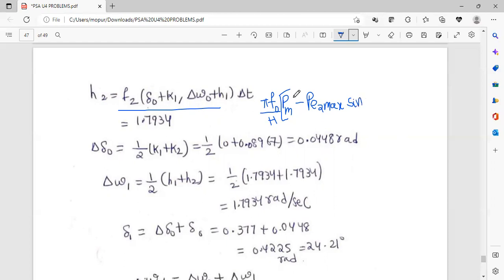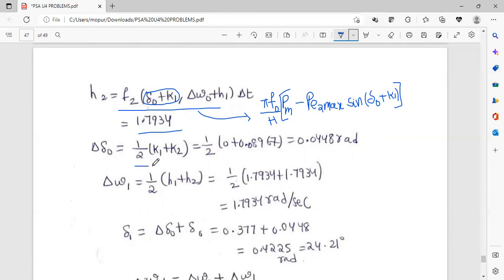Instead of this del, you should take this term, sine of del naught plus K1. If you solve for this, you will get the value of this function. This is the value of F2 into del T. So you will be getting this answer. Now you got K1, K2, H1, H2.